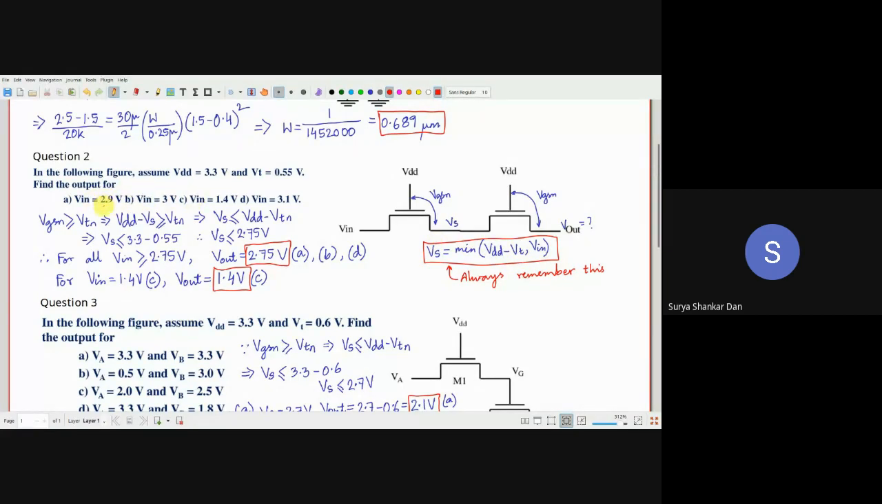So in questions A, B and D, you will find 2.9, 3 and 3.1 are all V in larger than VDD minus VT, which is basically 2.75, correct? So what will be the value of VS? VDD minus VT. However, in problem number C, V in is 1.4. So that means this is 1.4 and this is 2.75. So according to this formula, VS will be the minimum of the two, that is 1.4, which is what we have shown. Okay, very, very simple. Digital is much simpler than analog, I think.